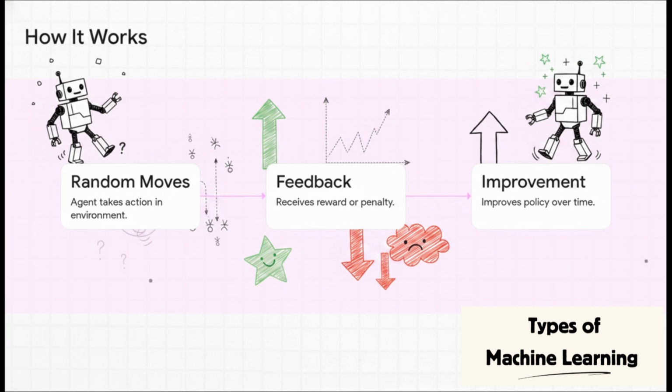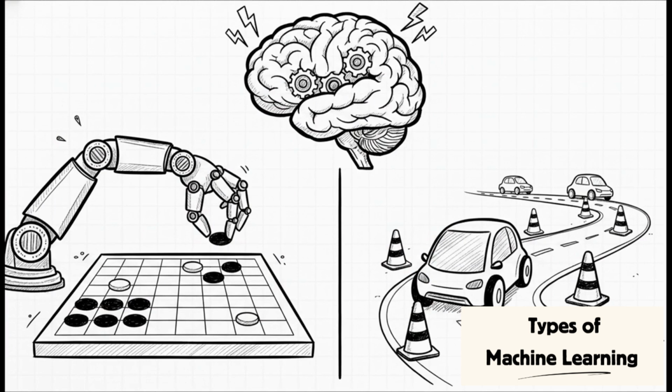When it moves a leg forward and stays upright, it receives a reward, basically like scoring points in a video game. When it falls down, it gets a penalty. Over time, the agent improves its internal policy to maximize those rewards. This kind of experience-based learning is incredibly effective for complex decision-making in constantly changing environments. Actually, this is exactly how systems like Google DeepMind's AlphaGo defeated world champions at the incredibly complex board game Go.